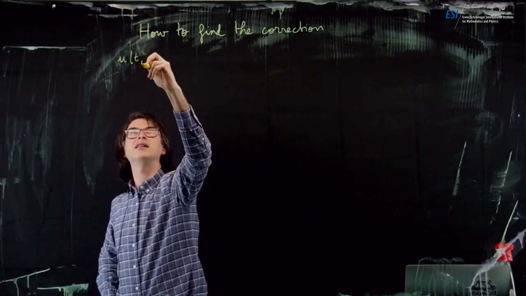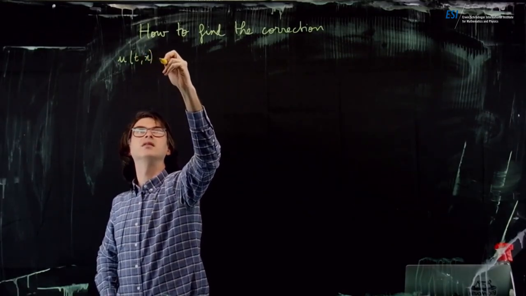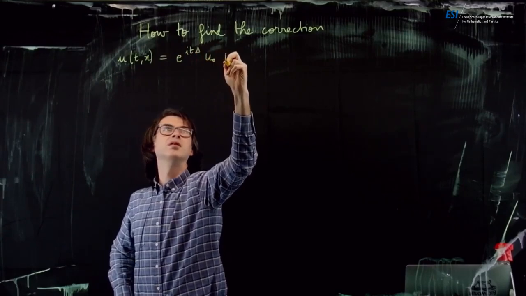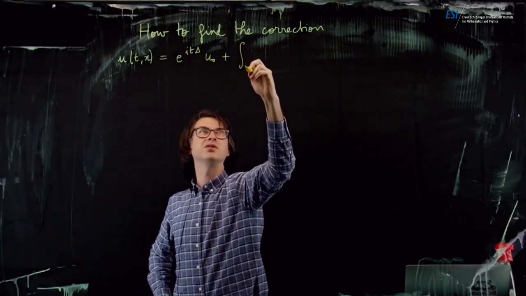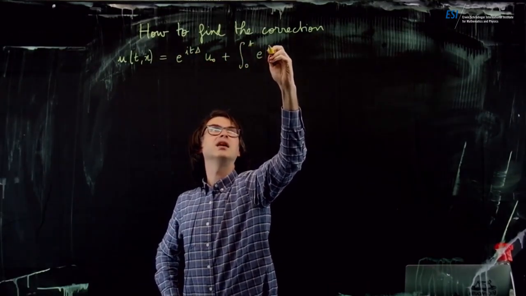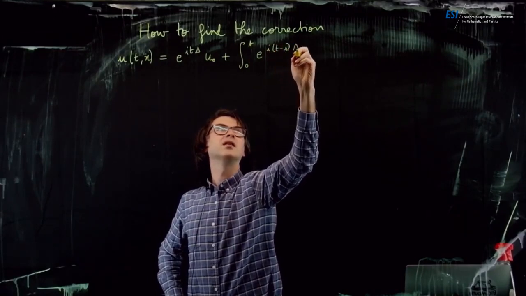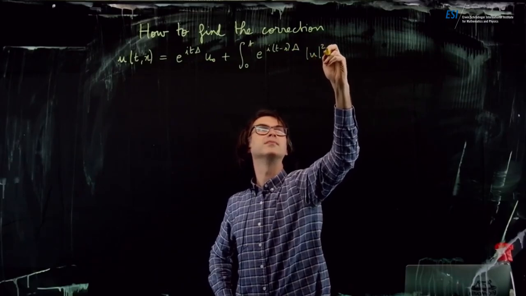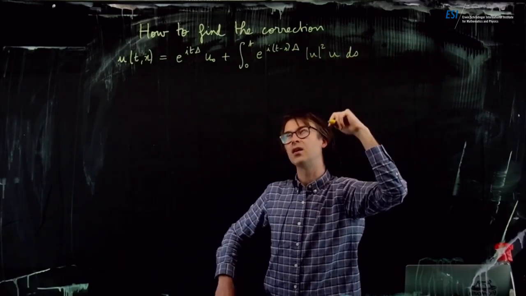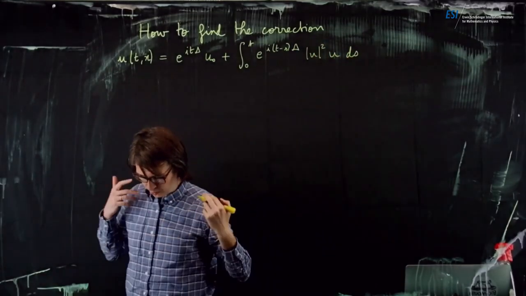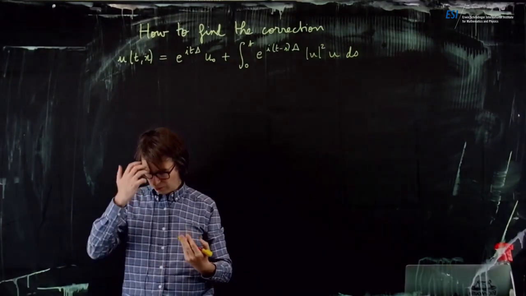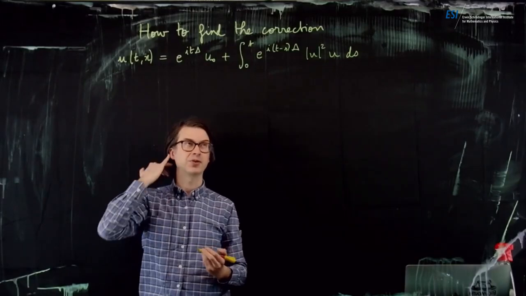So U of T and X is e^{itΔ} U_0 plus the integral between 0 and T of e^{i(t-s)Δ} Δ |U|^2 U. Okay, and now we want to reduce to a stationary phase estimate. So first thing, we take the Fourier transform.